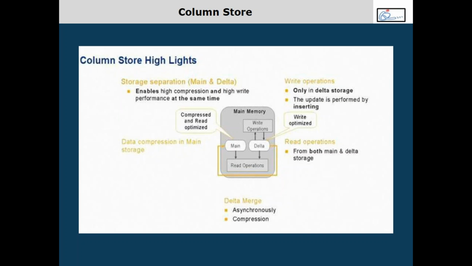Whenever you create a column store table in SAP HANA, internally it configures two parts for it, or it represents the column store table with two storages in it. Two blocks. One is called main storage and one is called delta storage.